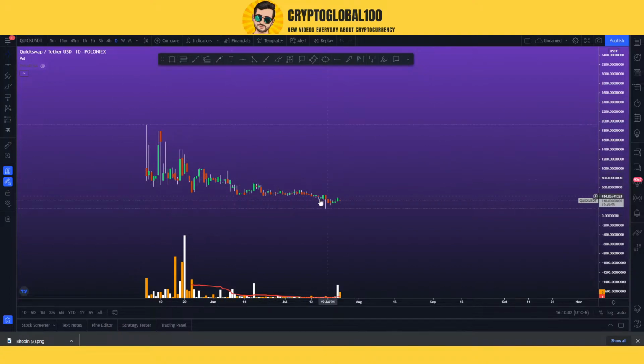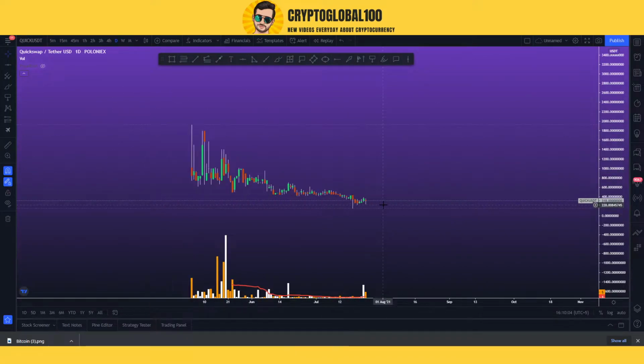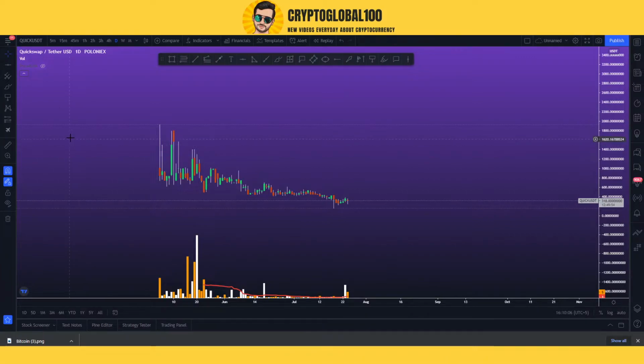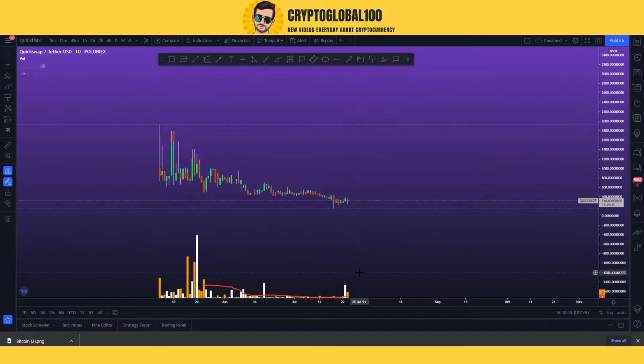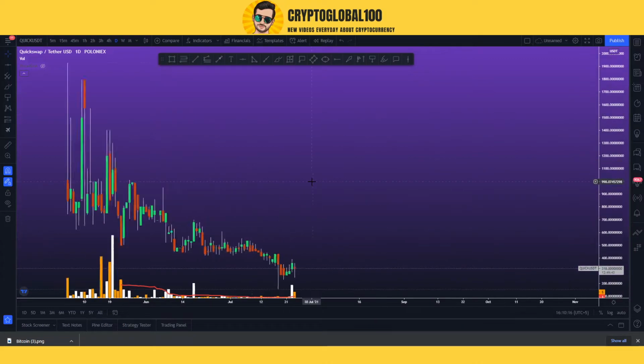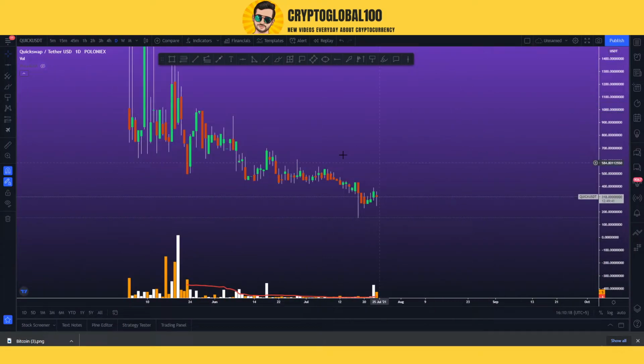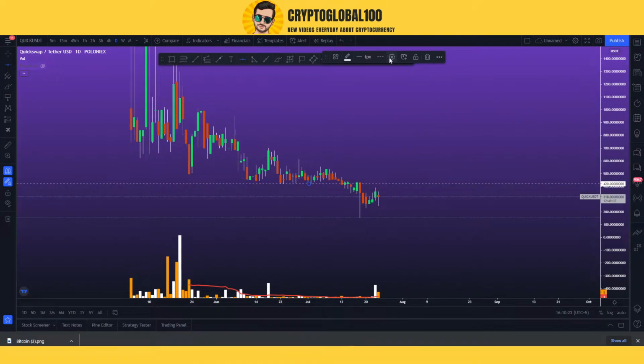I am taking this as our price analysis. I'm taking QuickSwap. Here you can see it was launched yesterday. That's why we saw some volume spike here. So I'm going to make this a short video.